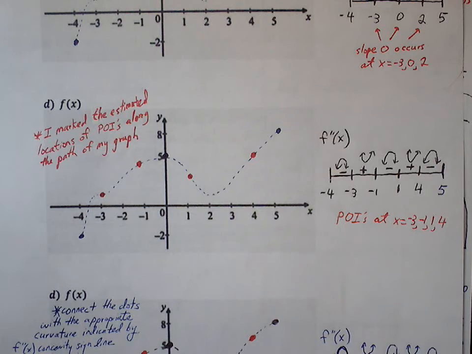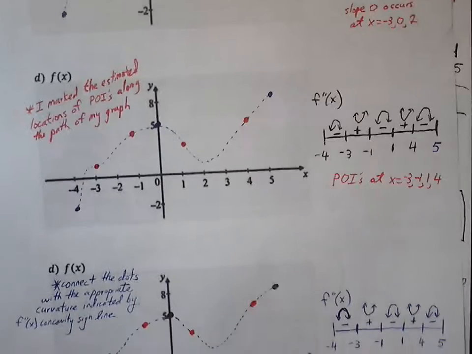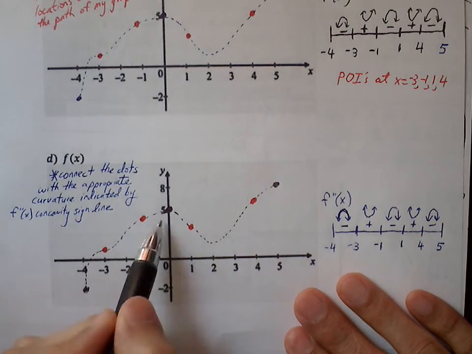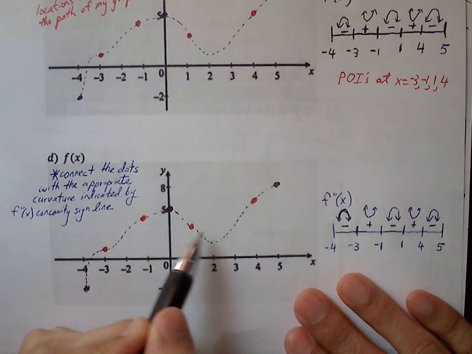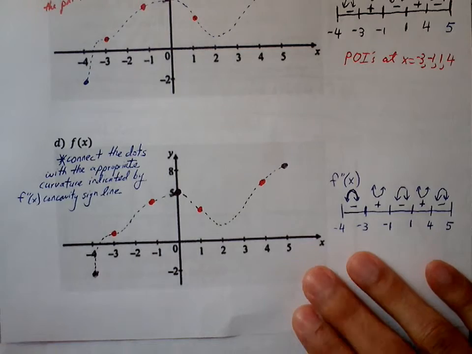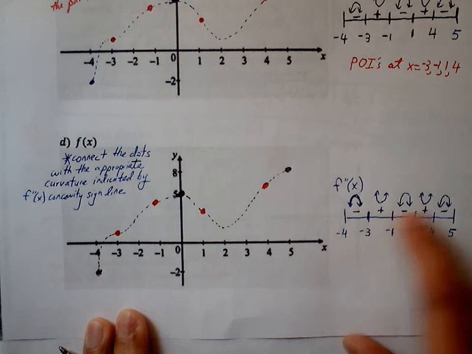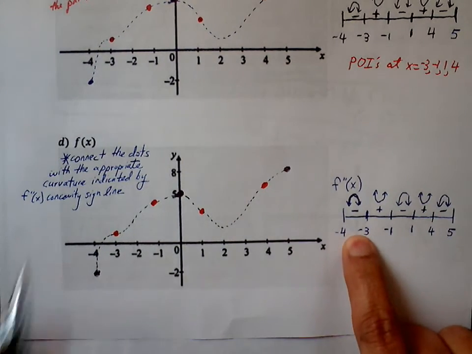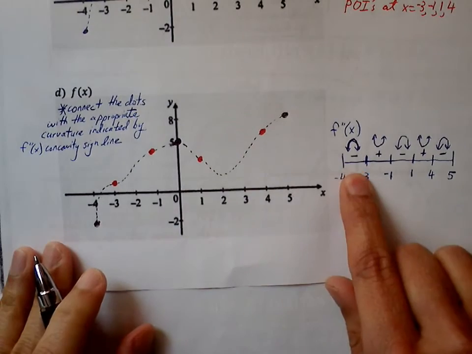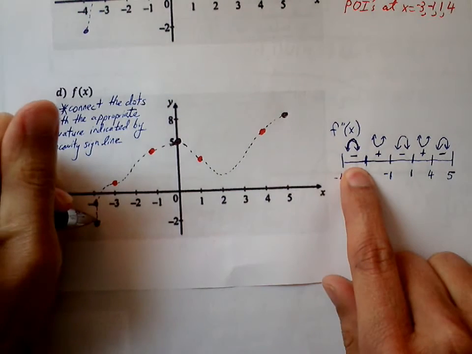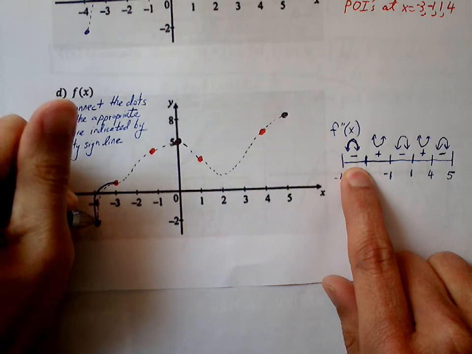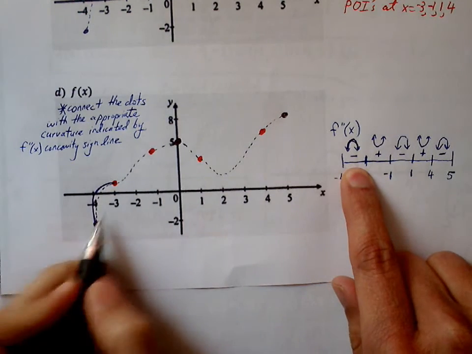Okay. And now my last step is I'm just going to connect each of the points between my given points and these estimated points of inflection. I'm going to connect these points using appropriate curvature indicated by the second derivative sign line. So between -4 and -3, I'm going to connect these 2 points, displaying concave down. So here's my updated graph. I'm going to exaggerate these curvatures here.